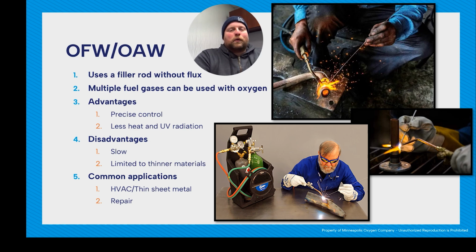And I think that's really important for people to understand, because welding is what allows us to do a lot of different things as far as construction, manufacturing, stuff like that, because you're actually joining multiple pieces of metal to make one piece of metal. You can use multiple fuel gases, so propylene, propane, MAP gas, things like that, acetylene. Some advantages, you've got precise control and less heat and UV radiation. If you look at the pictures here, a lot less protective gear. If things are relatively clean, a lot less fumes, things like that.